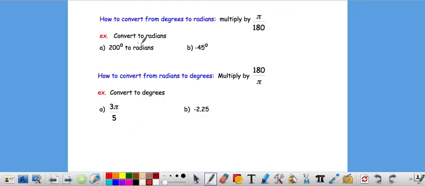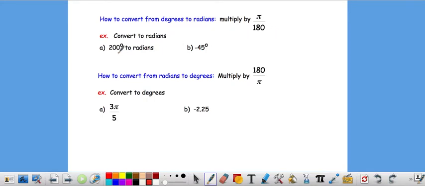So to convert from radians to degrees or vice versa, we just have a couple different quick little formulas. It's not really a formula, it's just what you're going to multiply by. So if you ever want to change degrees to radians, you're going to want a pi on top. So you're going to multiply by pi over 180 because there's 2 pi's in 1 360.